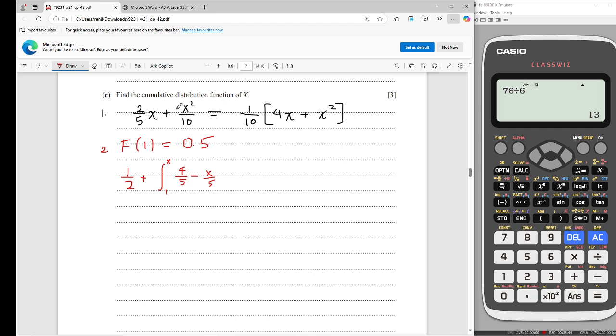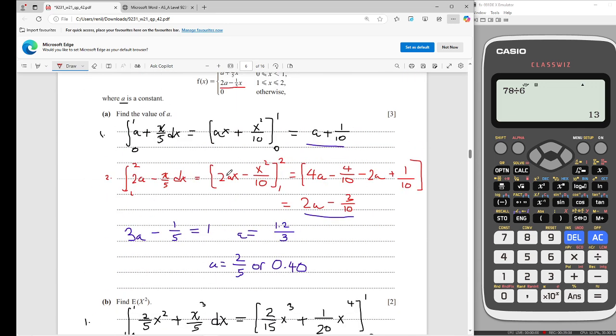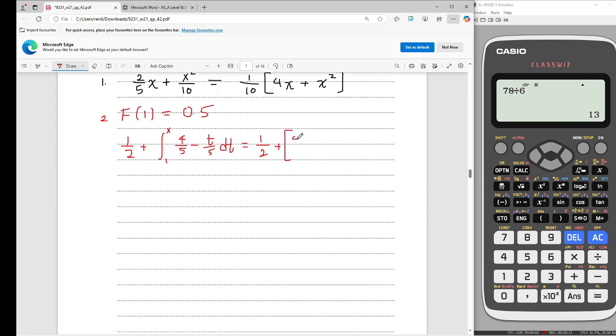And do take care of this as well: you can't really put x before we integrate. So we're going to take it as t, and we're going to integrate with respect to t. So you get 1 by 2 plus, remember this 1 by 2 is coming from this. We need to add this to this. We've already integrated for this, but instead we had t last time, so 2ax, which is just 4 by 5 t minus t squared by 10, and this is for limits x and 1.